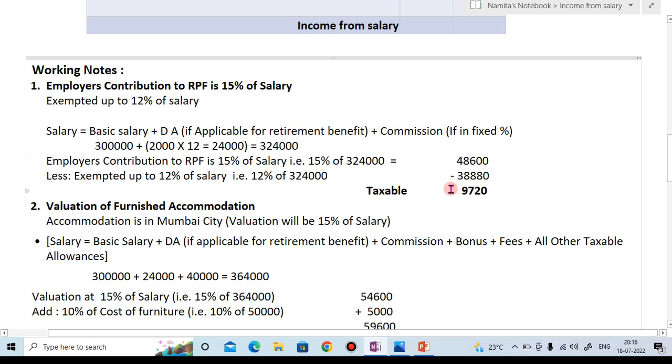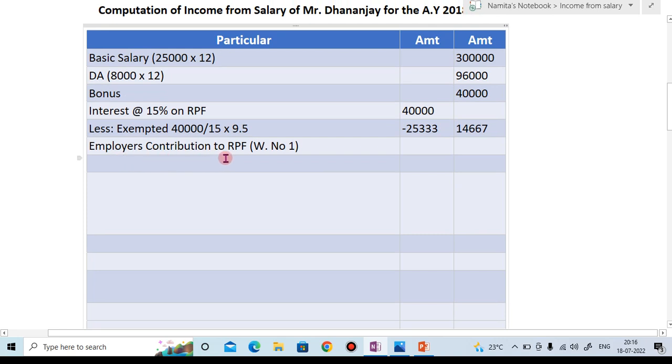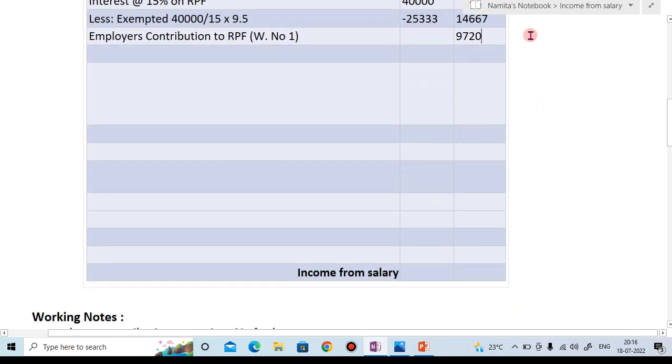Now from this, that means from 48,600 less 38,880. So taxable amount is 9,720. So this is the taxable amount. So write here employee's contribution to RPF is 9,720.